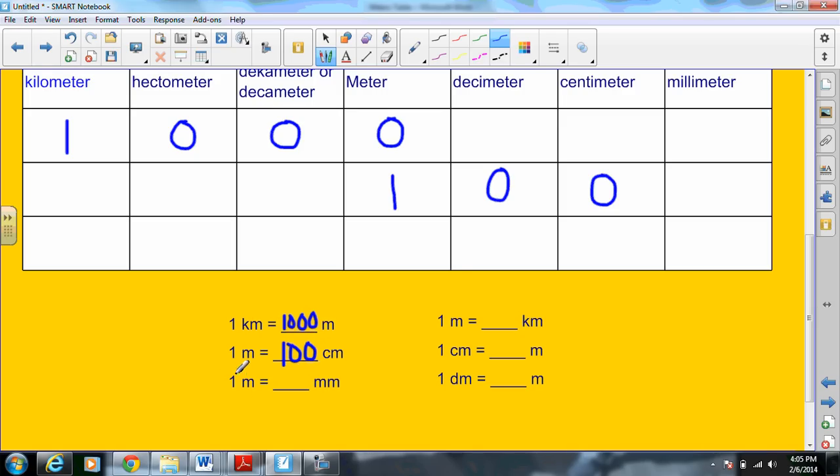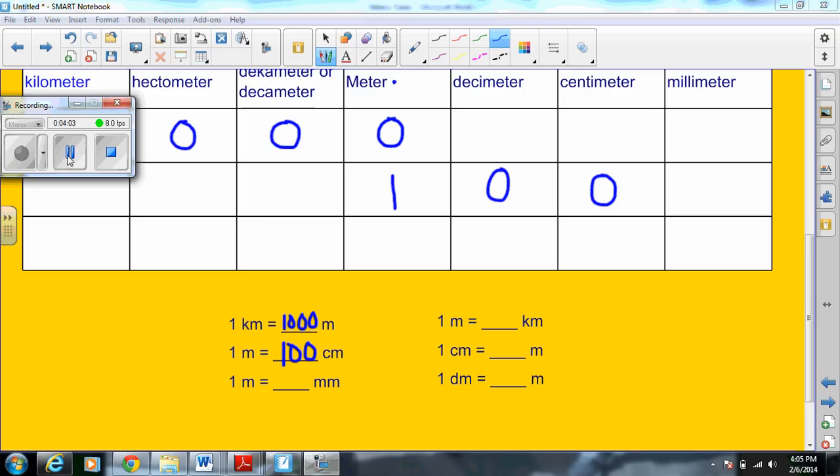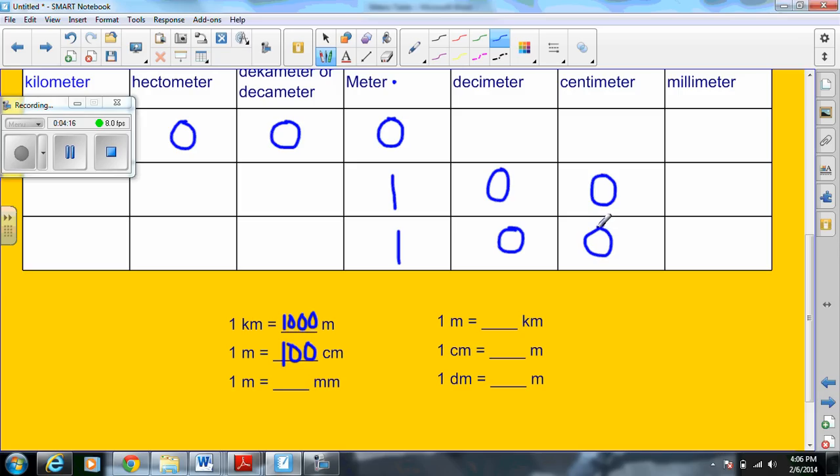Then we have 1 meter equals blank millimeters. Well, again, I would go to the meters column and write 1, and I would fill in with zeros until I got to millimeters. So then it's easy to see that 1,000 is the number. So 1 meter is the same as 1,000 millimeters.